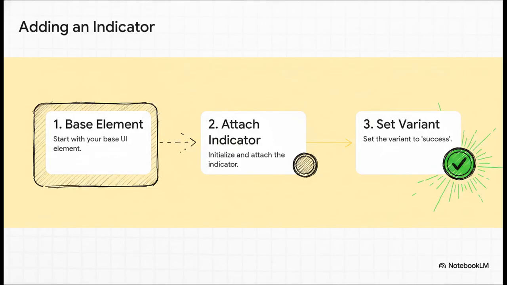And actually using it is incredibly easy. Seriously. You start with your main element, you attach the indicator to it, and then you just set the variant you want. So here, we set it to success, and boom, it automatically gets that nice green color, telling the user instantly that everything went well.